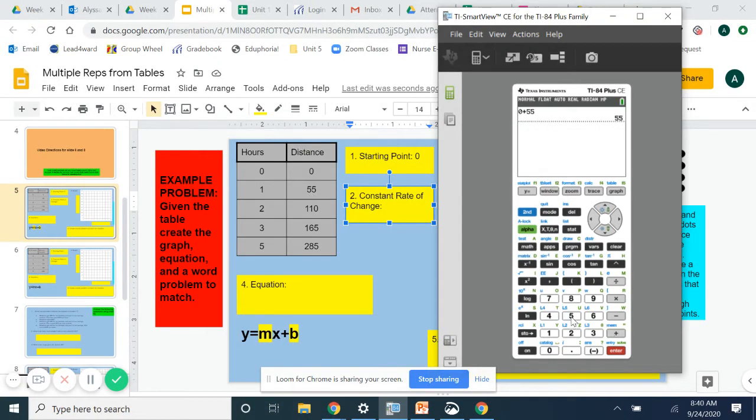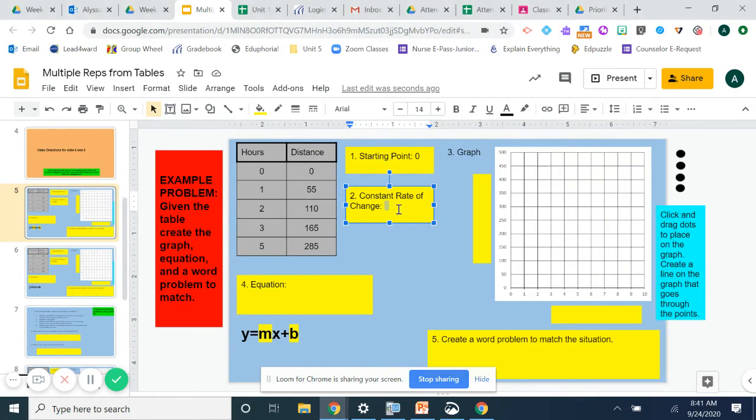So let's see, if I take 55 from the first hour and I add another 55, does that give me 110? According to the calculator, it does. So let me just test one more. One more hour passes. I'm supposed to be at 165. So I would take 110 from hour 2 and add another 55 miles. And yep, that does give me 165. So I notice that my constant rate of change is this person is going 55 miles, or I'm adding 55 miles for every hour. So that is my constant rate of change, 55 miles per 1 hour.